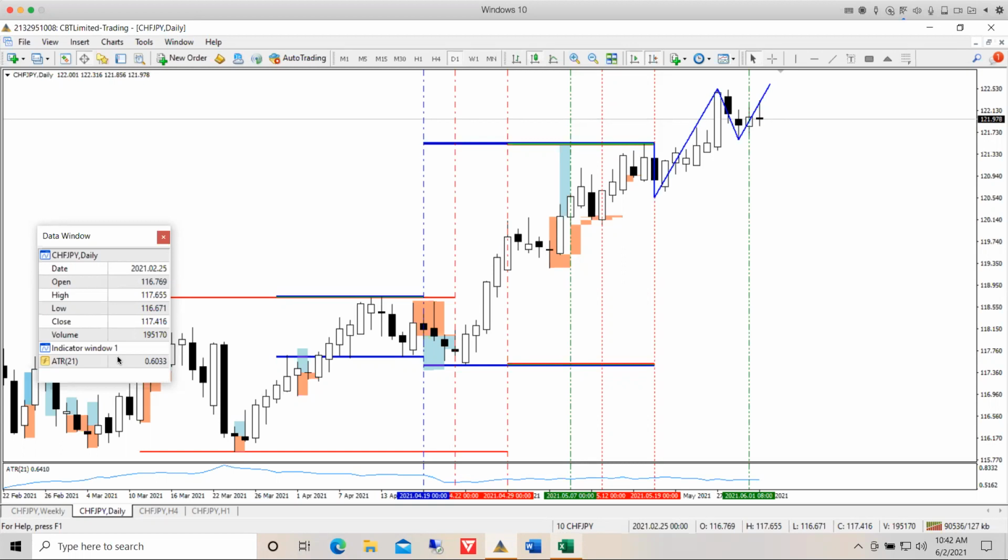What is a pullback? These are questions that people very often gloss over, just like people gloss over the difference between a range and a trend. They come up with simplistic answers to these questions. You need to make sure you have a very clear, very high quality process for answering these questions.